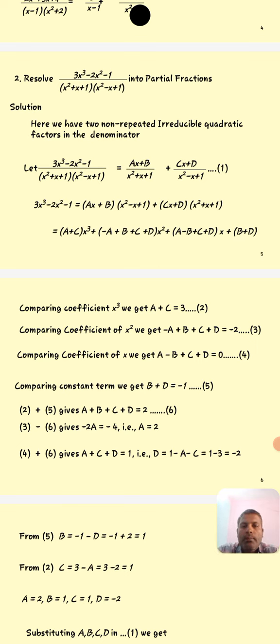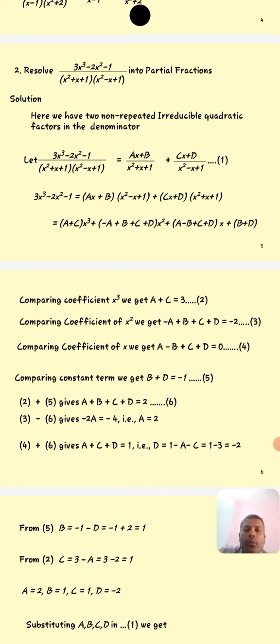Now comparing the coefficient of x, we get a minus b plus c plus d is equal to 0. This is equation number 4. Now comparing the constant term, we get b plus d is equal to minus 5. This is equation number 5. Now using equations 2, 3, 4, 5, we have to find the values of a, b, c, d. In that procedure, we do 2 plus 5.